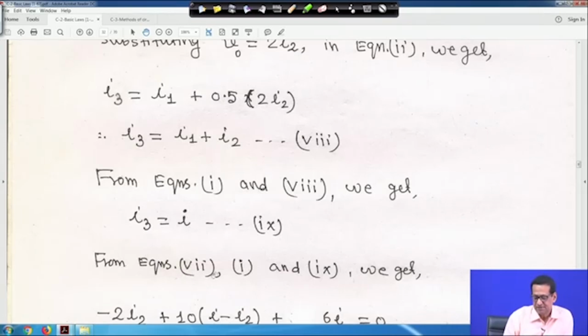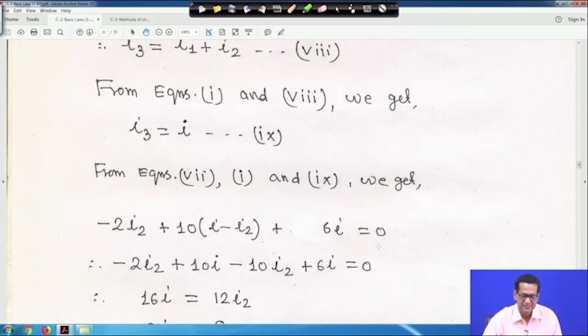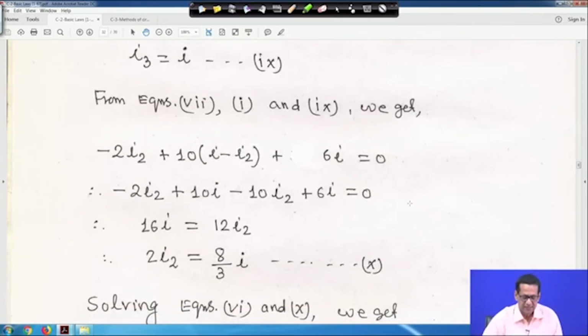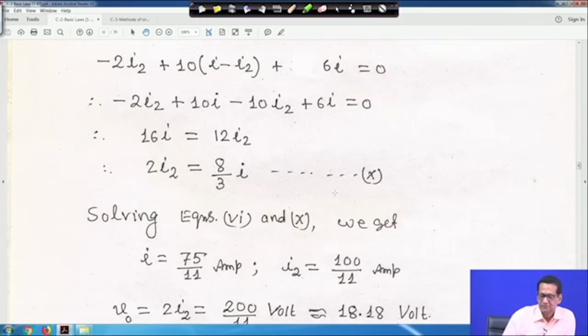So, from equation 7, 1 and 9 we get, just substitute all these things, this is very simple, I am not repeating this. You will get minus 2 I 2 plus 10 into I minus I 2 plus 6 I is equal to 0. Upon simplification you will get 16 I is equal to 12 I 2, so 2 I 2 is equal to 8 upon 3 I.